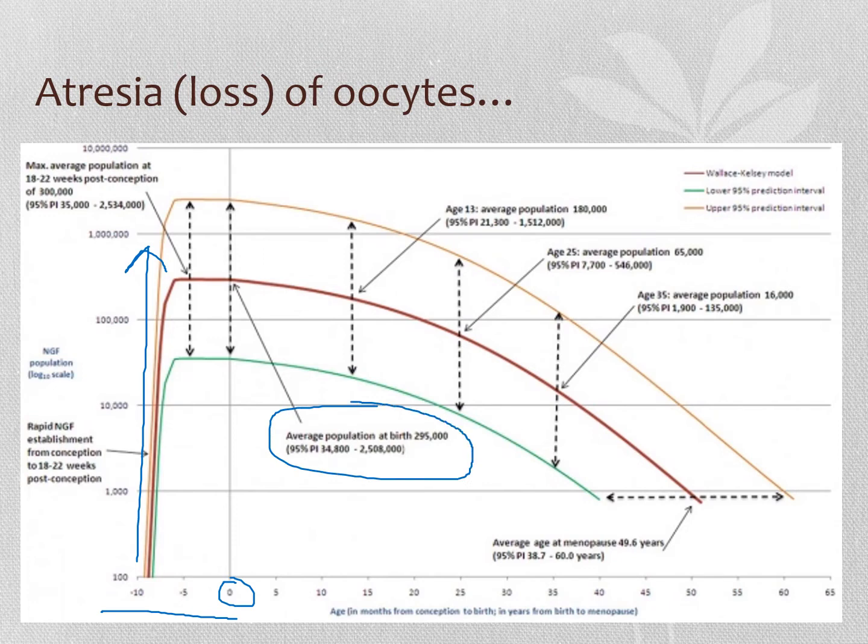300,000 oogonia. And then what you can see is by the time you're into puberty, so this is about age 13 here, you're already down to 180,000. So you've lost not quite half. And then by the time you get to 25, you're all the way down to 65,000. And by the time you're 35, you're down to 16,000. And it's not because you ovulated them. It's just because they were deemed unworthy. They kind of got past their expiration date, and so they just died.